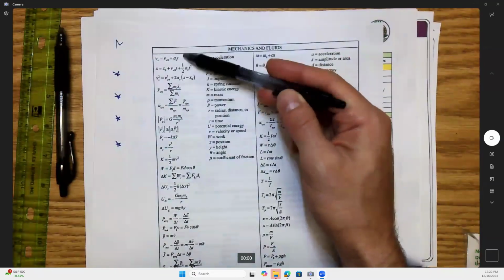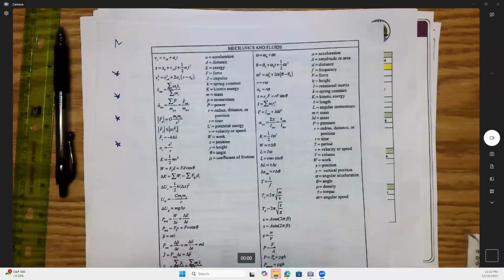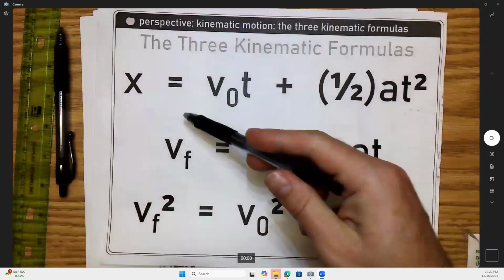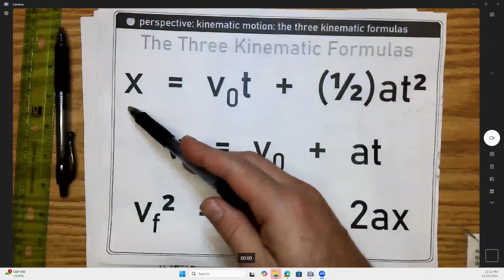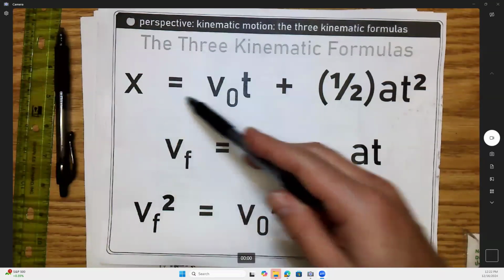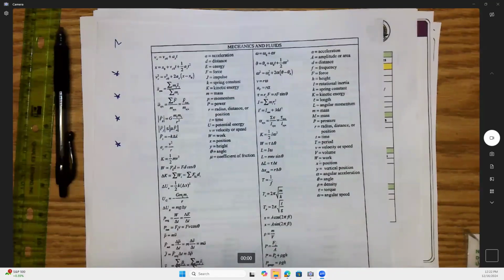The first three formulas here are the three kinematic formulas. Now, I write them a little bit differently than AP writes them. For example, I write X as displacement, like a change in location. AP writes X as position. So they have final position equals initial position plus v naught t plus half a t squared. A few other little differences, but you can kind of tease out the differences.